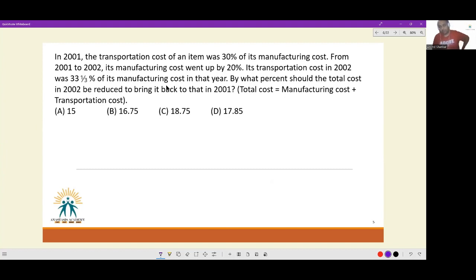Total cost is equal to manufacturing cost and transportation cost. Okay, so lots of information given here. How we work is this.